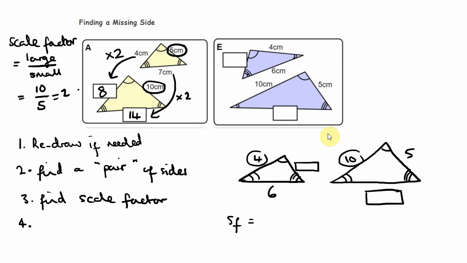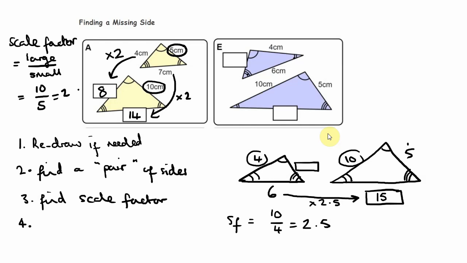So my scale factor is going to be large divided by small, which is 2.5. So to get from 6 to my missing number here, with it being the same side on our new shape, we're going from our small shape to our large shape. So I want to times by my scale factor. So 6 times by 2.5 is going to be 15 centimeters.